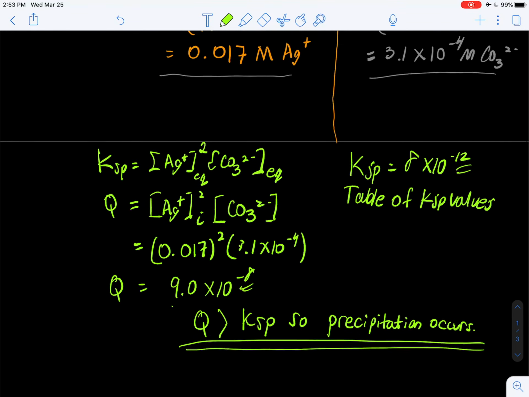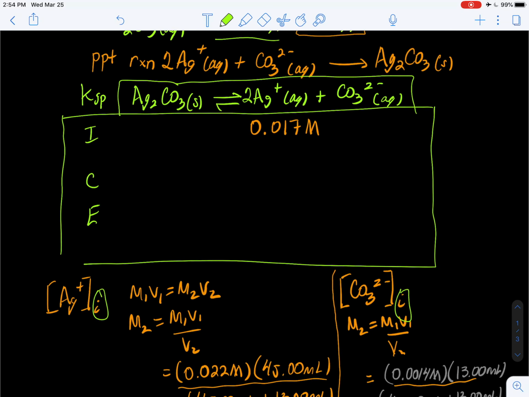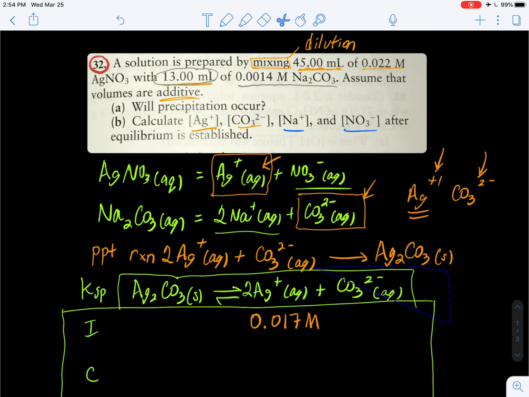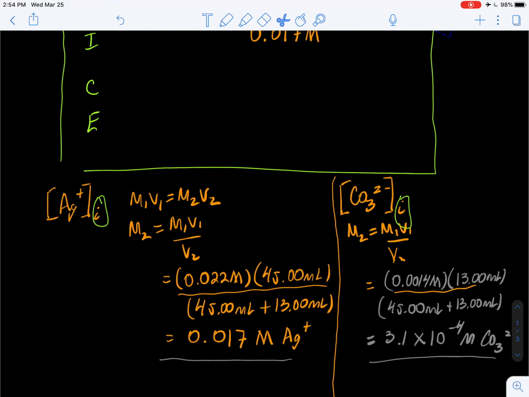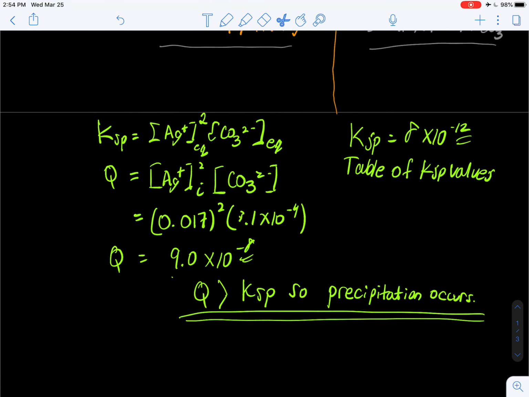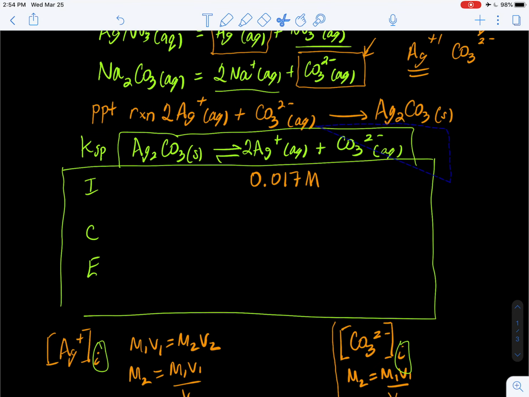Now, what we want to do here is grab our ICE table to solve for part B. Now, let me come back up to part B. Part B asks us to calculate, we'll do underlined here in blue first, the sodium ion concentration and the nitrate ion concentration. And then we'll do the silver ion and carbonate ion. Now, we know that there's going to be a precipitation, so the concentration of the ions is going to decrease as the solid forms. And so we need to compute how much is left after that chemical reaction. And I like to use an ICE table to set that up. So let's just grab this whole thing here.